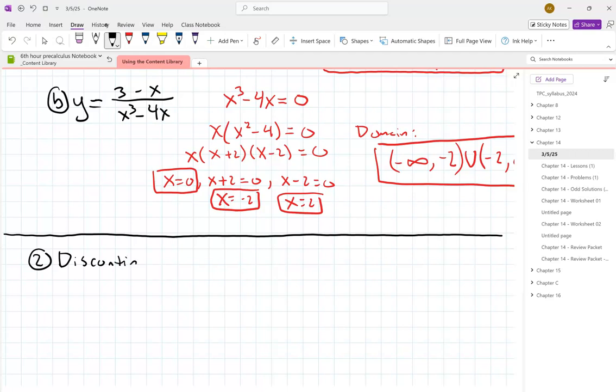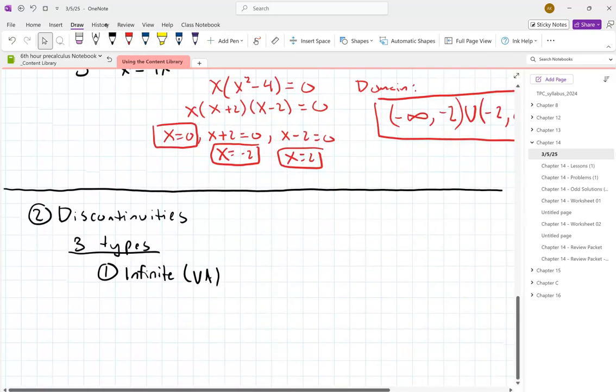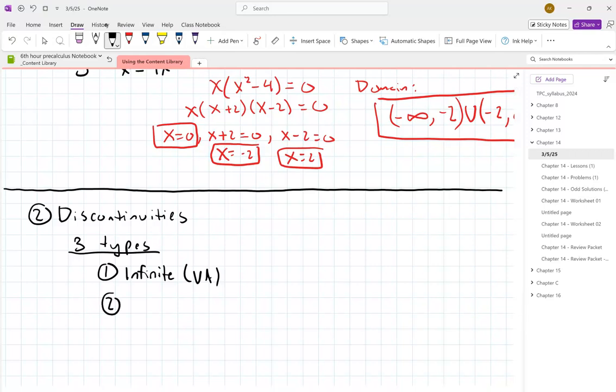Next thing up, we're going to talk about discontinuities. And there are 3 types of discontinuities. There are infinite discontinuities. Those are really just vertical asymptotes. We'll use those 2 terms interchangeably. You can have a hole or a removable discontinuity. Again, we can use those 2 terms interchangeably. And then a jump discontinuity.